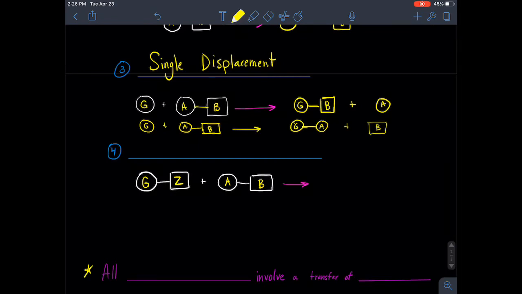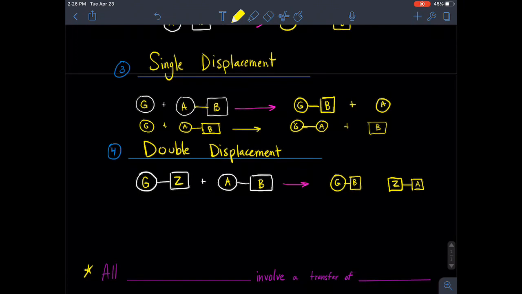So the GZ bond is going to break, and so we're going to end up with, let's say we have G here, and we'll have Z over here. Oops, that needs to be a square. And instead of them being bonded to each other, they're each going to get something new to bond with. So now G is going to bond maybe with B, and Z bonds with A. Okay, so since two things got displaced here, we call this one a double displacement.